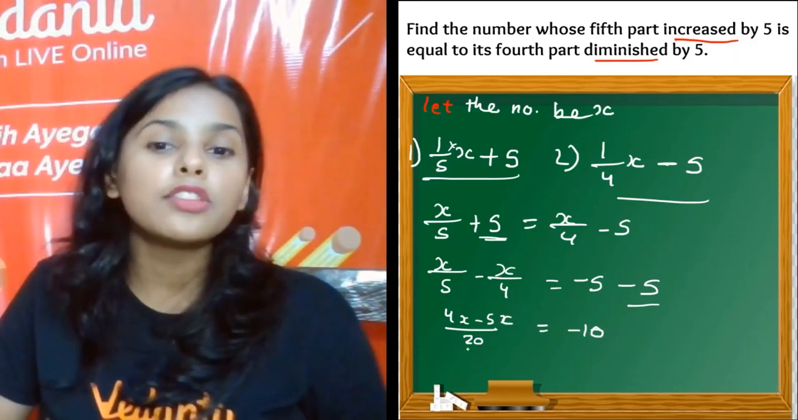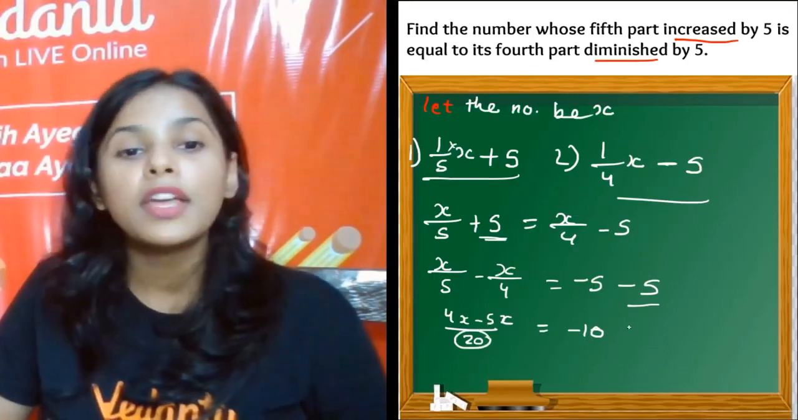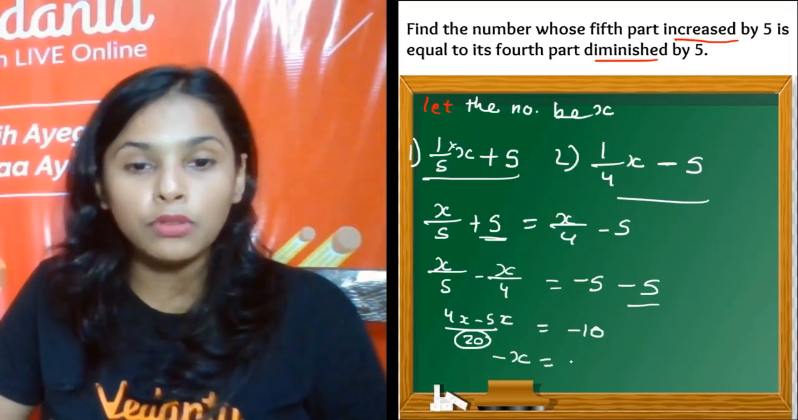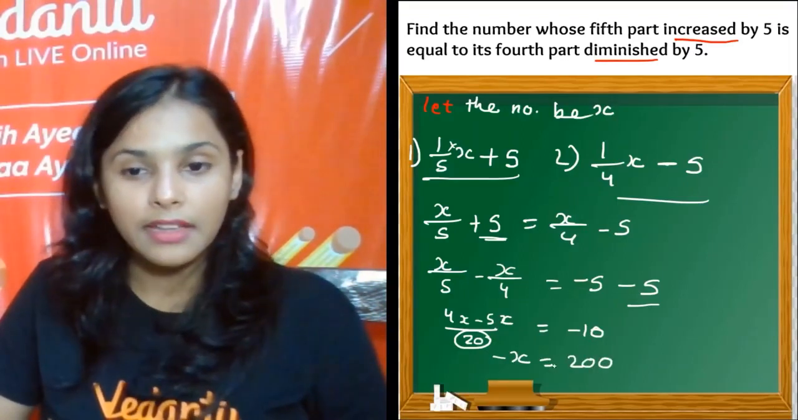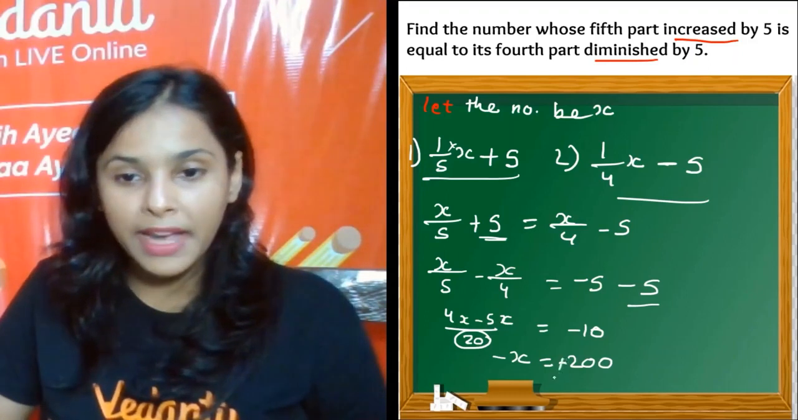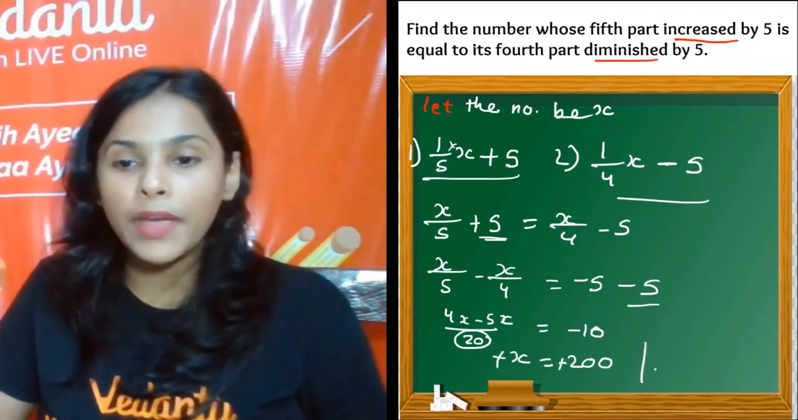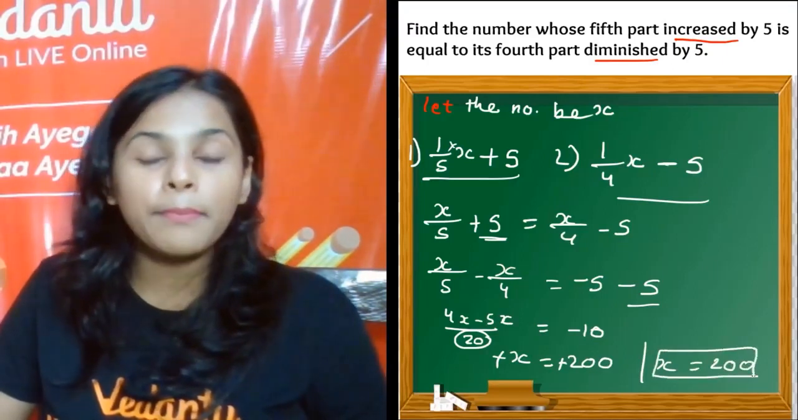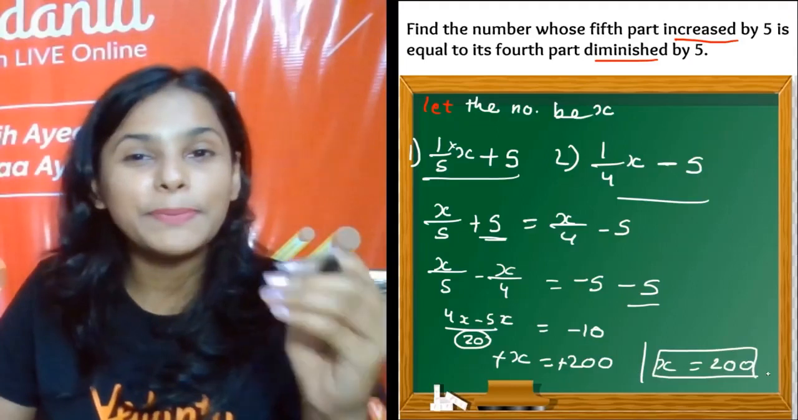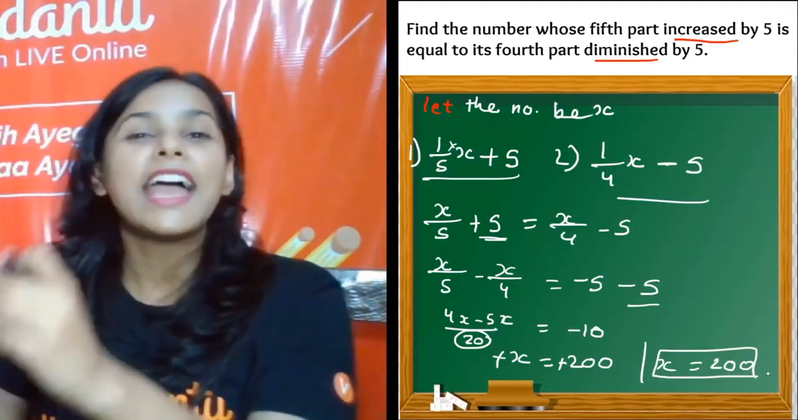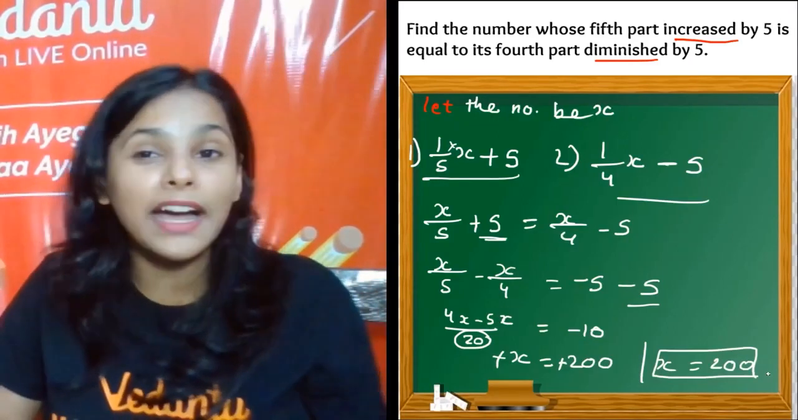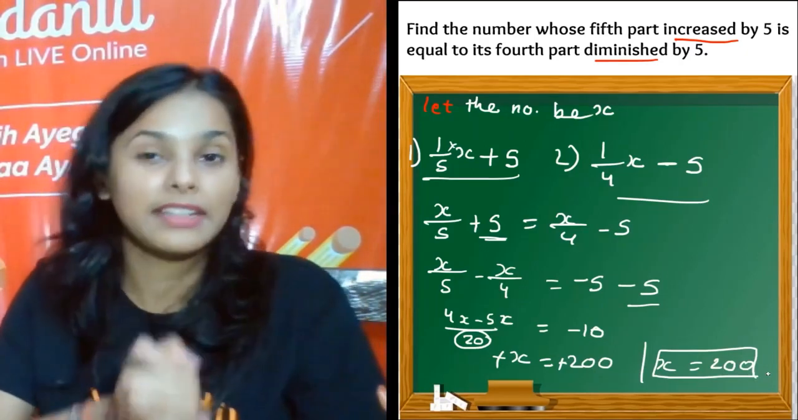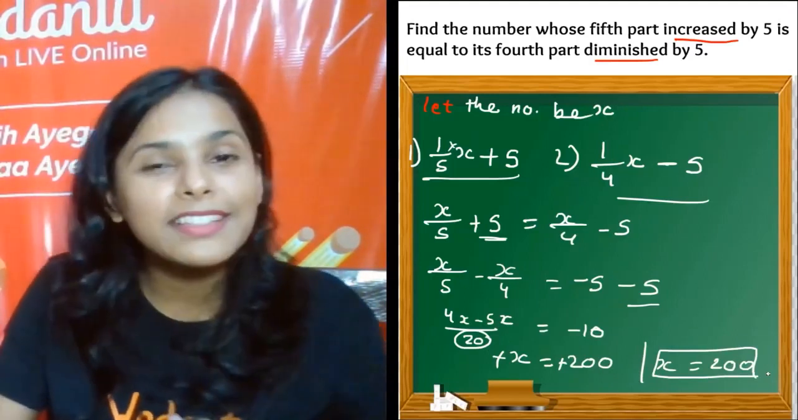अब फटाफट से इसको इस 20 को यहाँ ले जाओ. So 4x minus 5x बन गया minus x is equal to minus 200. तो ये minus और ये minus कट गया. So now x is equal to 200. So the number whose 1/5 part was increased by 5 and whose 1/4 part diminished by 5 was equal, that number was 200. Simple. ठीक है ना? I hope it is clear to everyone.